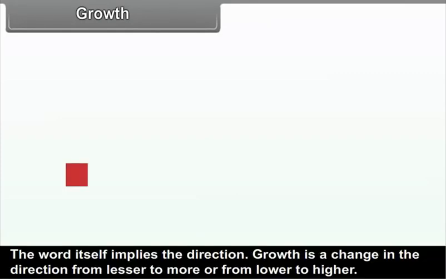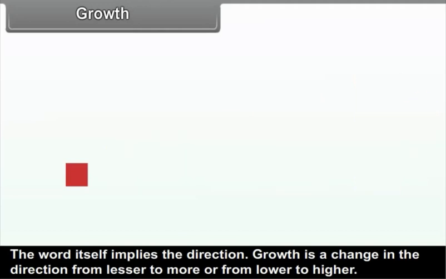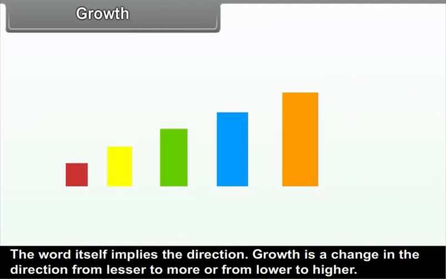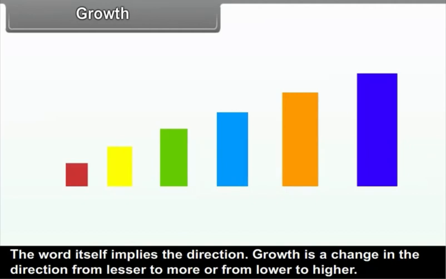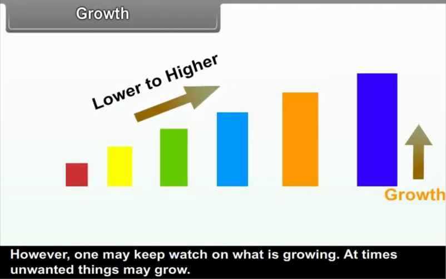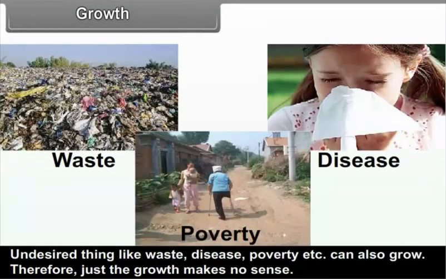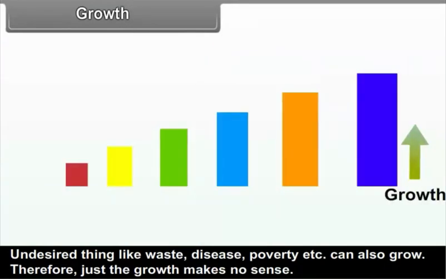Growth. The word itself implies direction. Growth is a change in the direction from lesser to more or from lower to higher. However, one must keep watching what is growing. At times, unwanted things may grow. Undesired things like waste, disease, poverty, etc. can also grow. Therefore, just growth makes no sense.